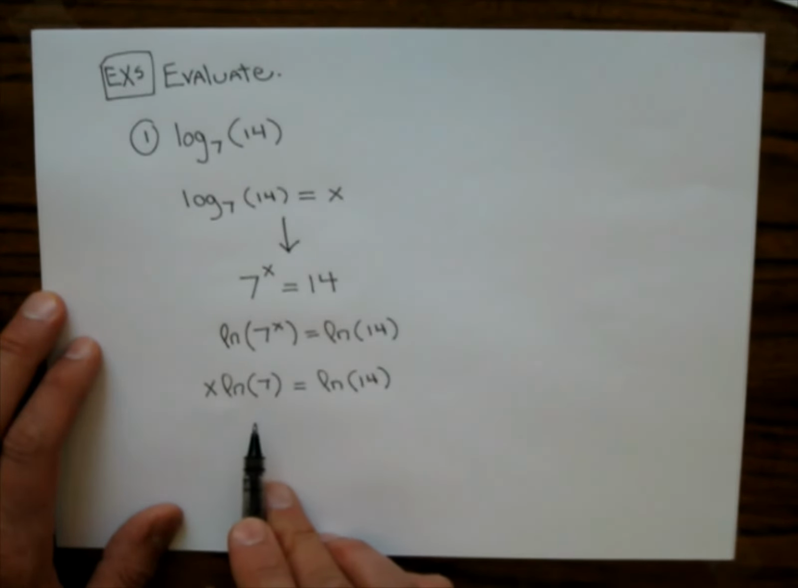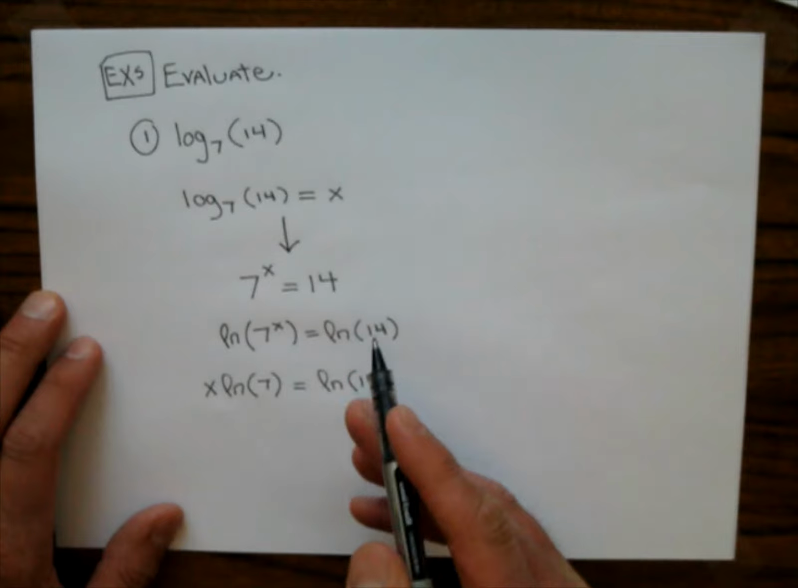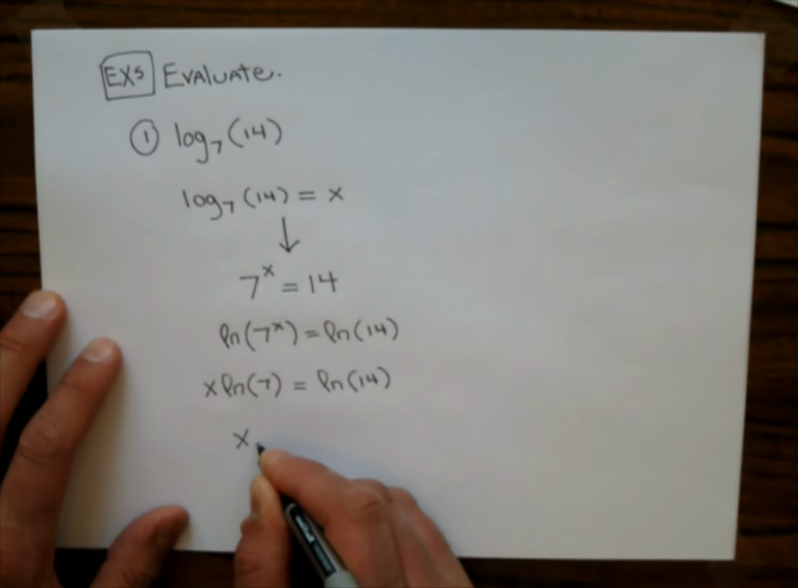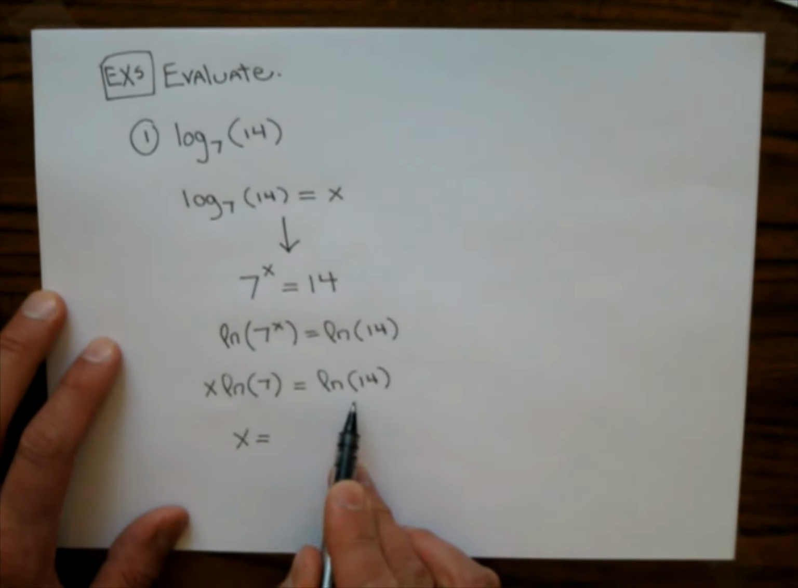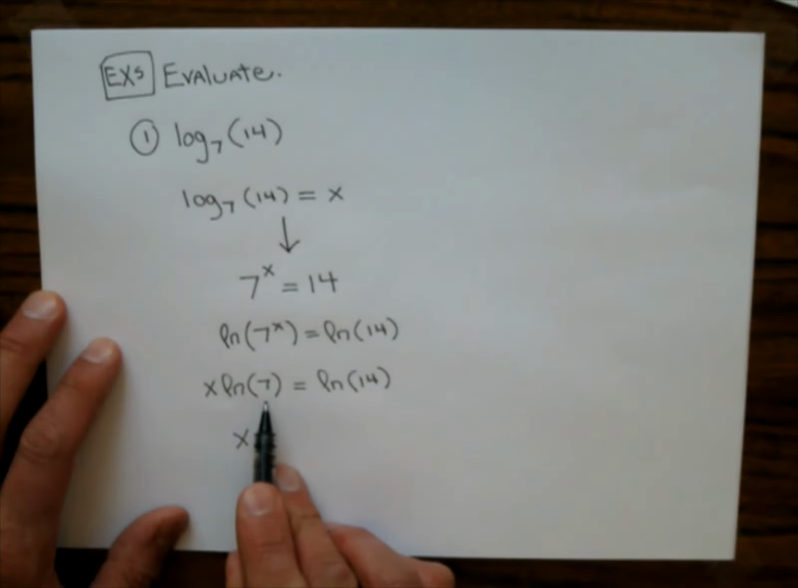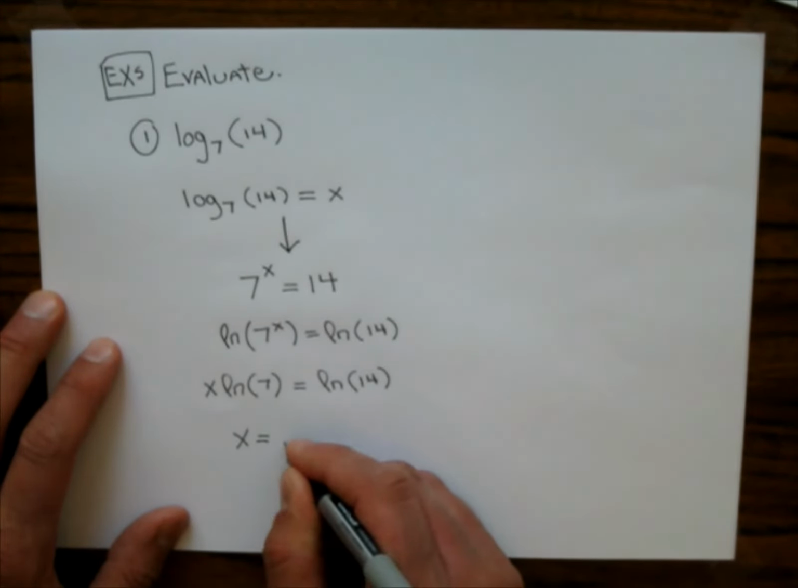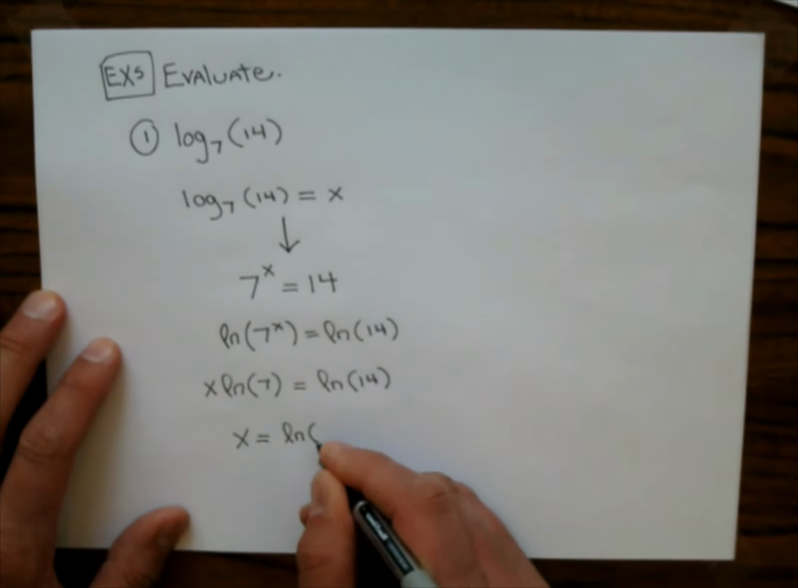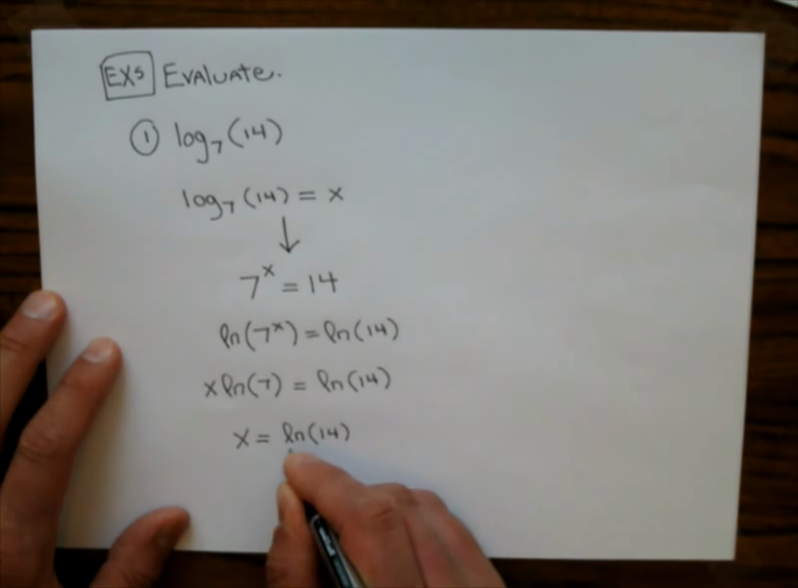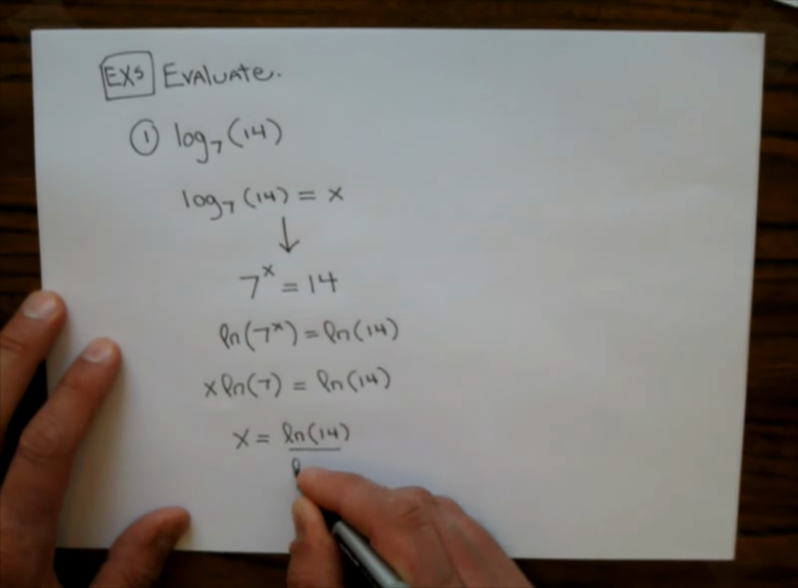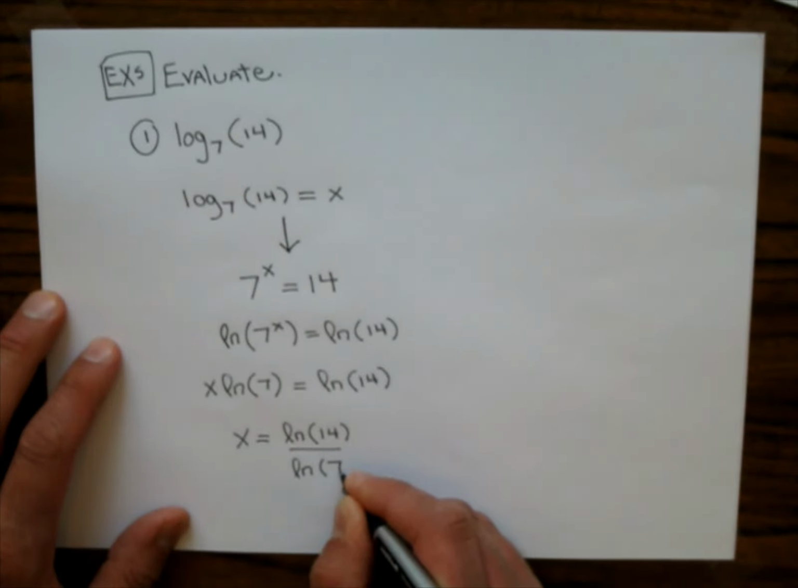And now, x is what I'm trying to figure out. Now I can see that x is, I'm going to divide both sides of this equation by ln 7. It's just some irrational number. And we end up getting that.